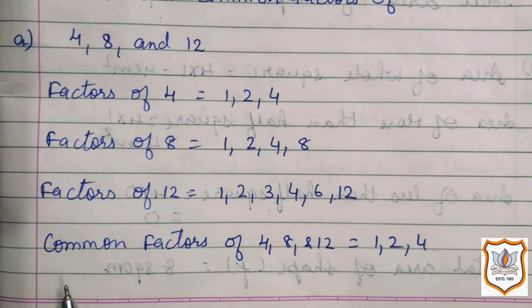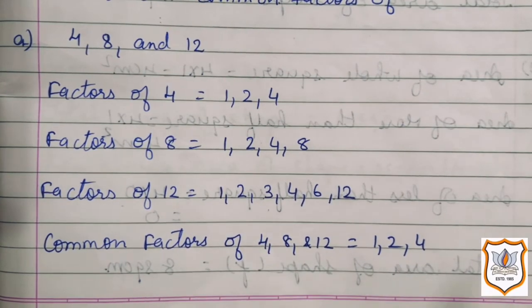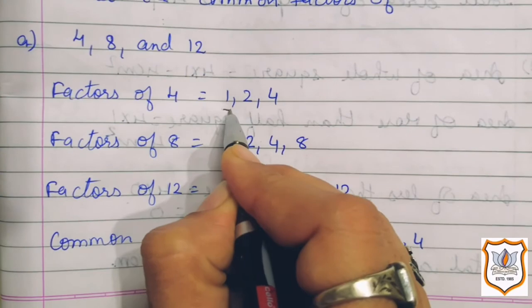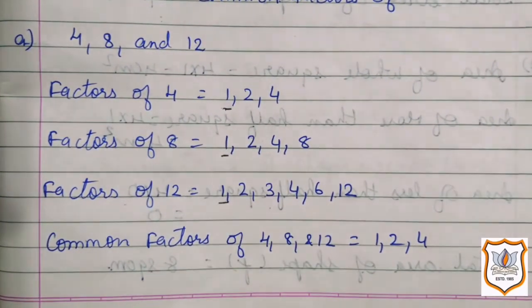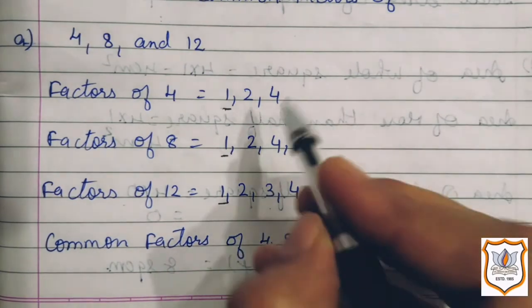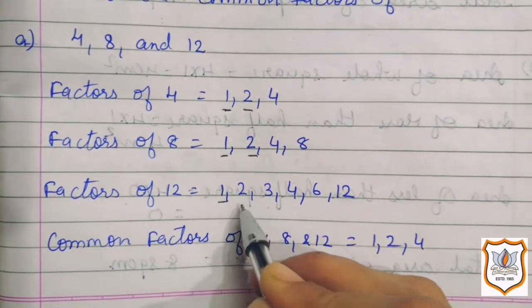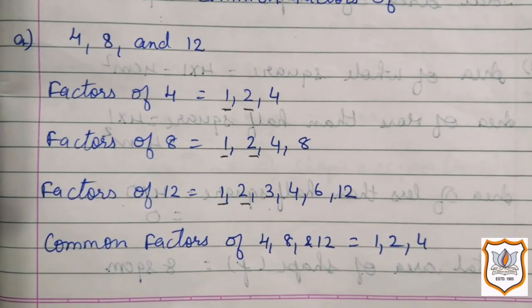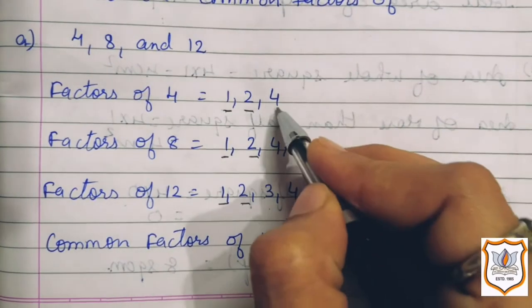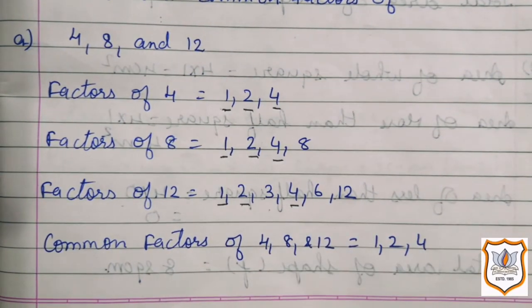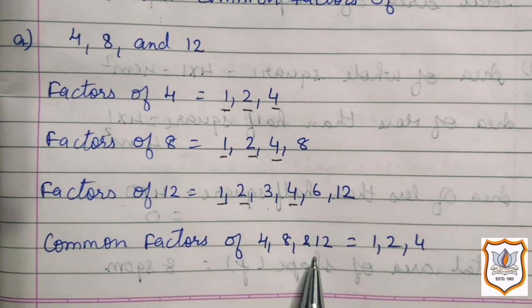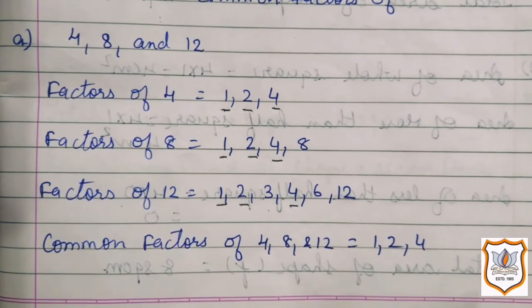Now we have to find the common factors of 4, 8 and 12. Here also we will find the common factors: 1 is common in all these three numbers. 2 is also a common factor in all the three numbers, and 4 is also a common factor in all these three numbers. So we can say that common factors of 4, 8 and 12 are 1, 2 and 4. Students, try to solve sum B of question number 2 by yourself.